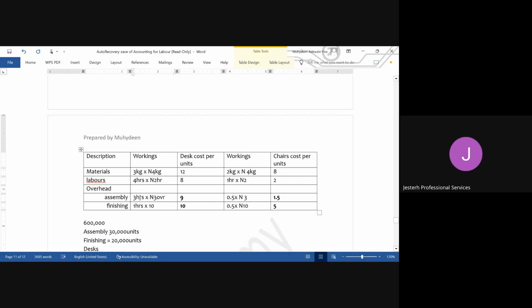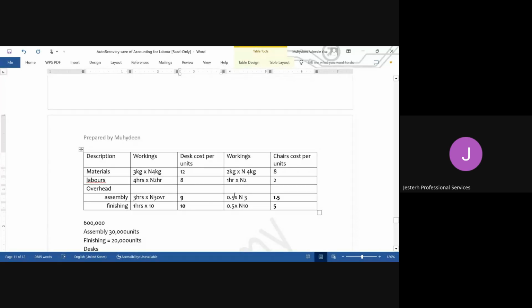Then the total hours they are going to spend processing decks under the assembly, which is 3 hours, multiplied by the 3 naira that we allocated to them. So it means we are going to spend 9 naira if they produce 1 deck.